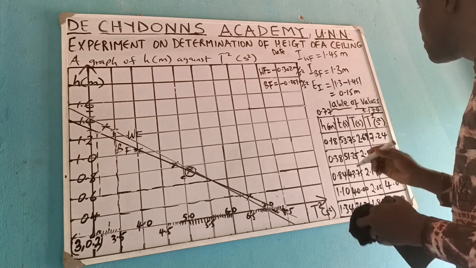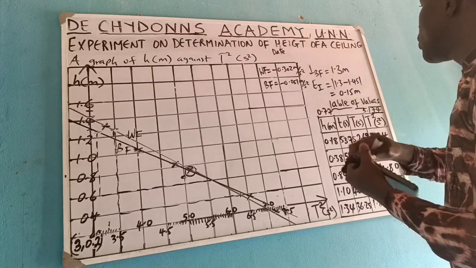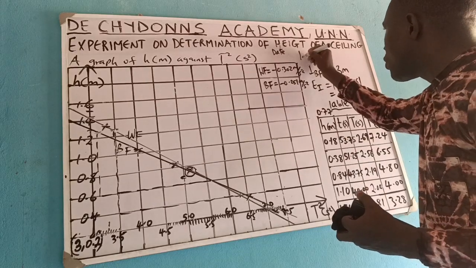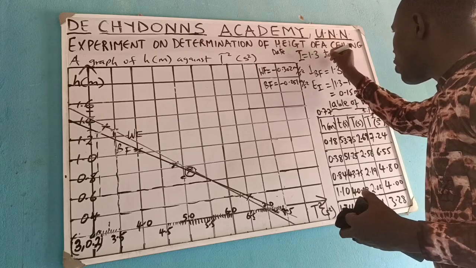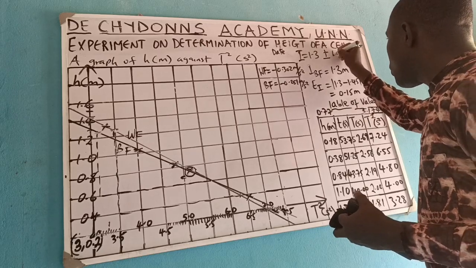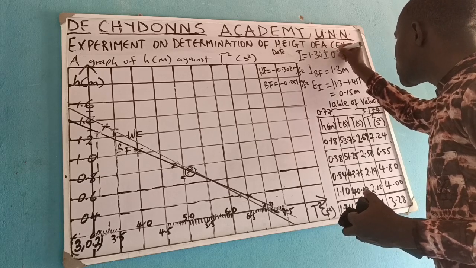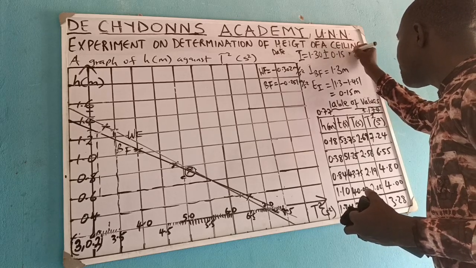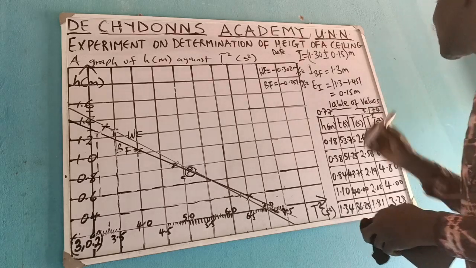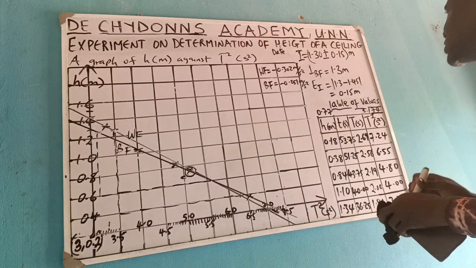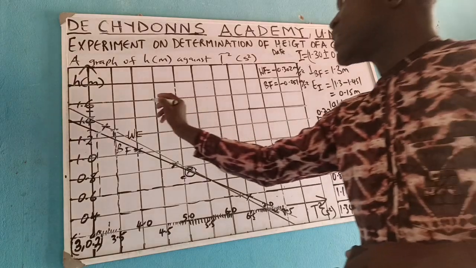So what should be my intercept now? My intercept will be equal to the best fit one: 1.3 plus or minus 0.15 meter. Yes, that is the error in intercept. 1.3 plus or minus 0.15 meter. Please don't forget to write your scale.